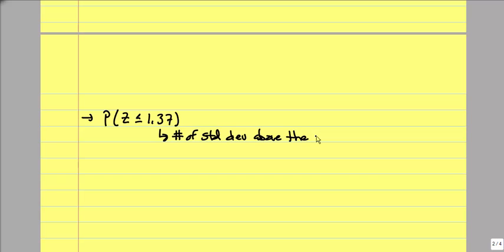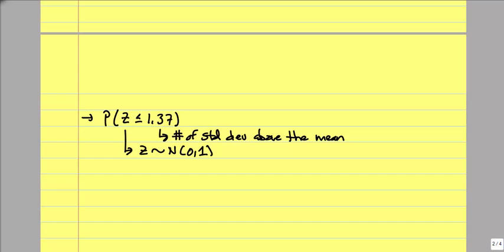So this means, what is the probability of being less than or equal to 1.37 standard deviations above the mean? Now we know that this is the number of standard deviations above the mean because of the z. As we talked about before, when we see z, automatically we would think distributed as normal, 0, 1.